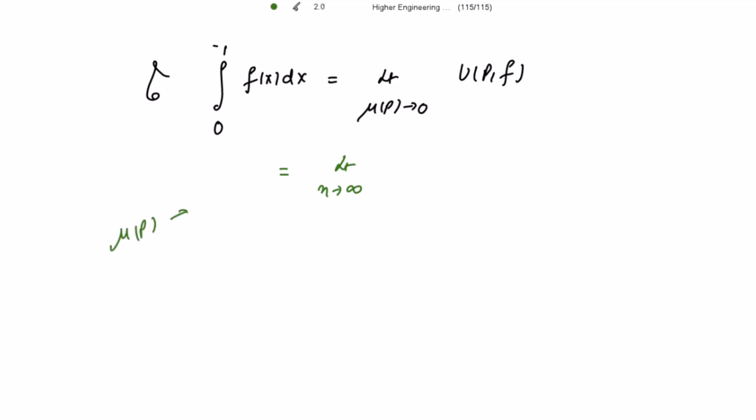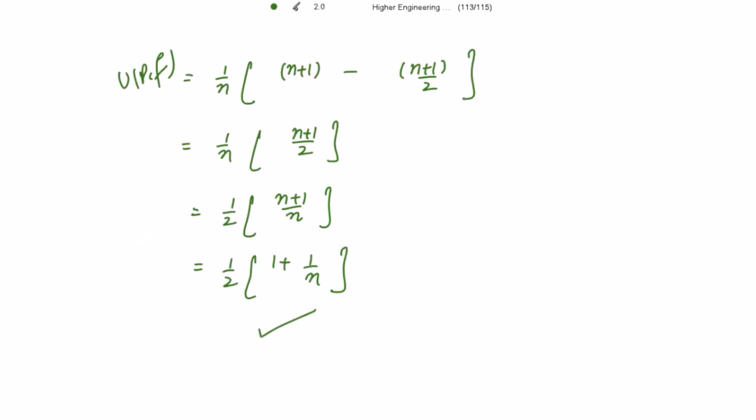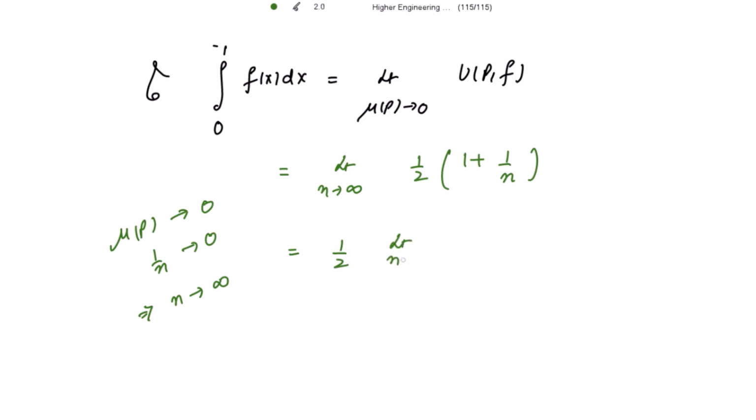And now finding the upper Riemann integral, that is equal to the limit as mu p tends to 0 of the upper Riemann sum. So this is equal to the limit n tends to infinity. Why? Because we know that mu p is tending to 0, that is 1 by n is tending to 0, and that implies n is tending to infinity. So what is the upper Riemann sum? It is 1 by 2 into 1 plus 1 by n. So this is equal to 1 by 2 times the limit n tends to infinity of 1 plus 1 by n. When applying the limit, we get here 1. So this is 1 by 2.